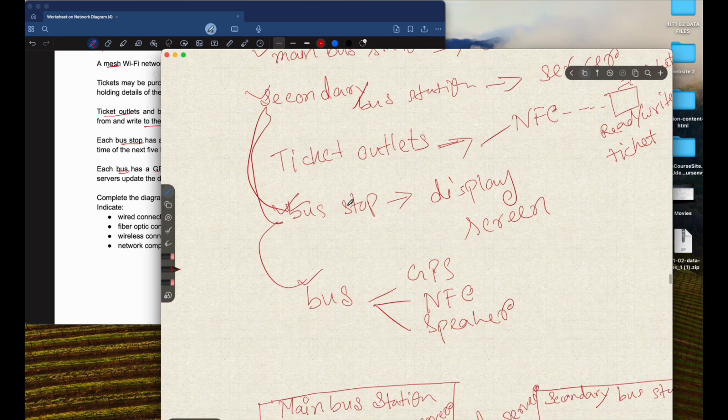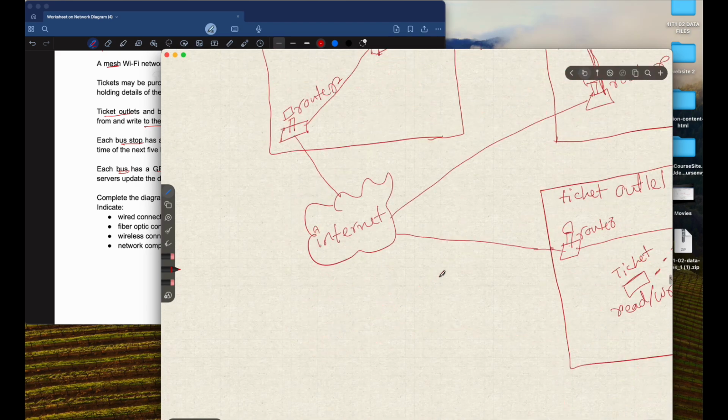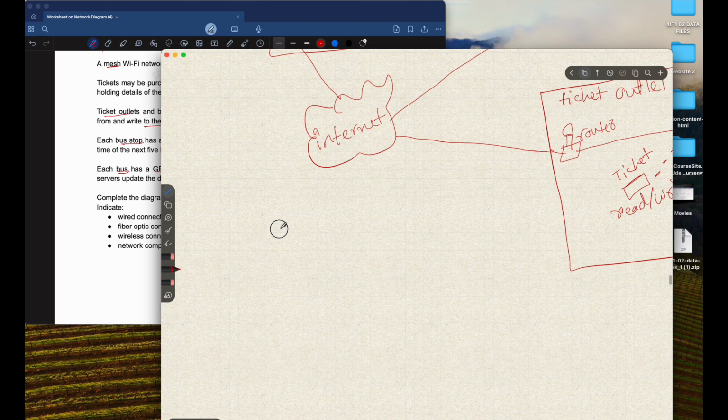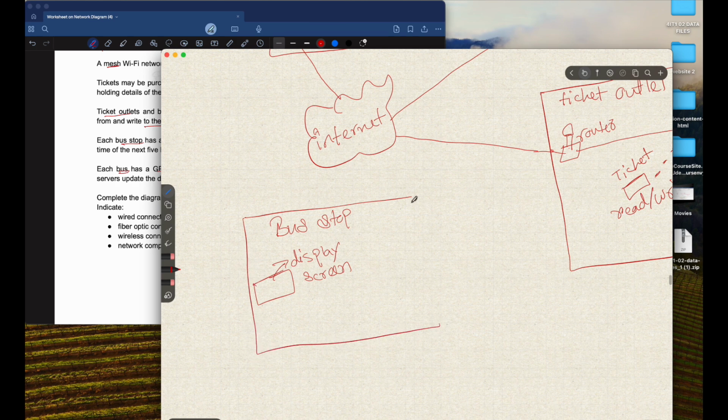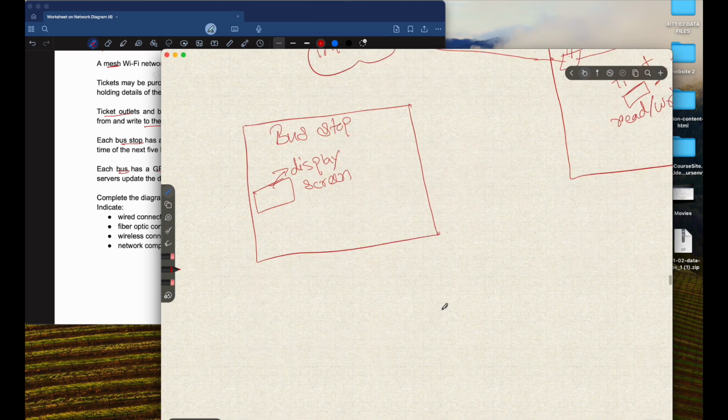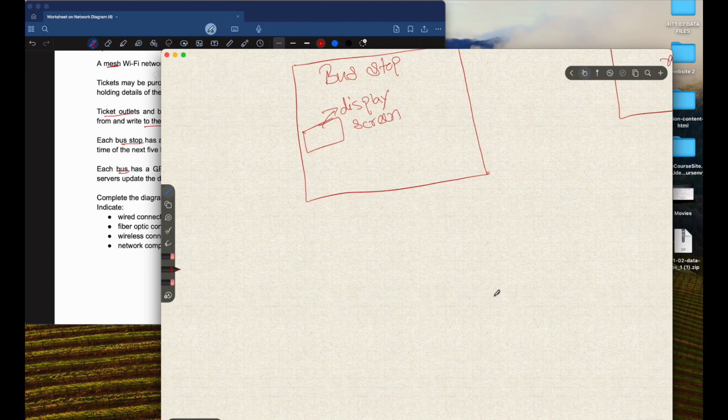Then we will move to the bus stop and the bus, right? For the bus stop, if we think about it, the bus stop is a small thing out there, because they say there is a display screen. Suppose this is considered as a display screen. Okay, this is a display screen, and now we will move on with the diagram for the bus.